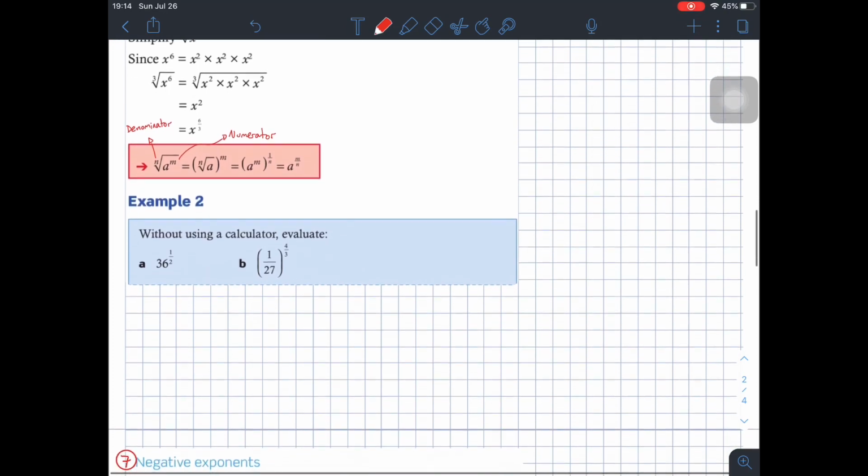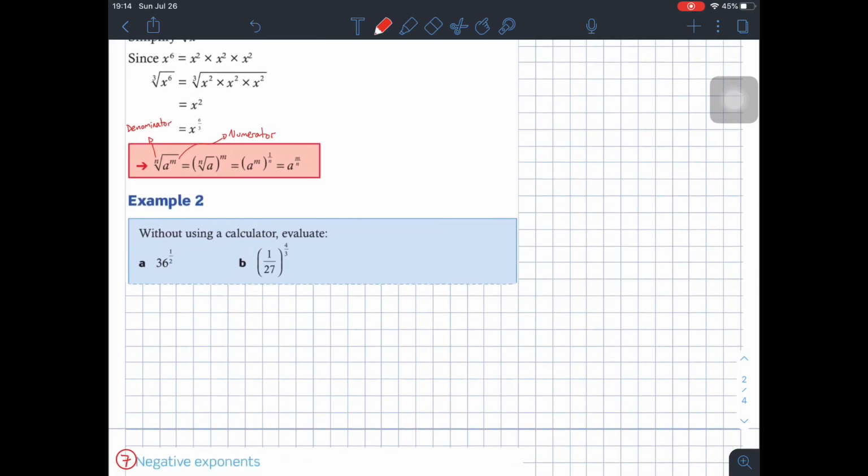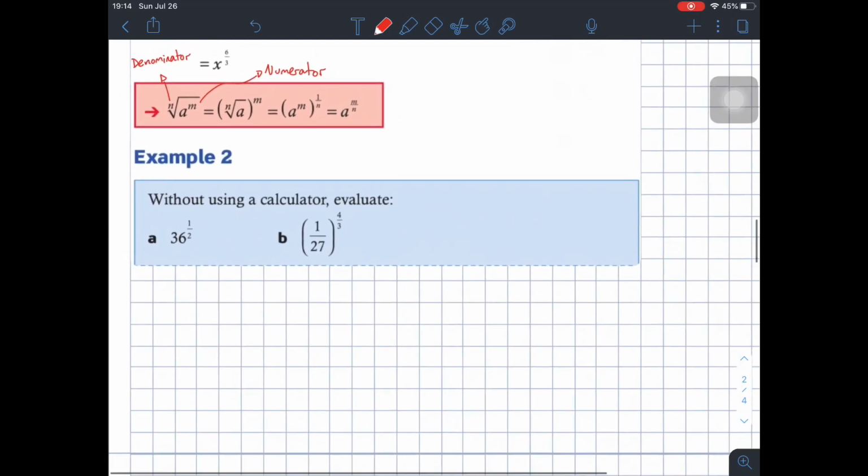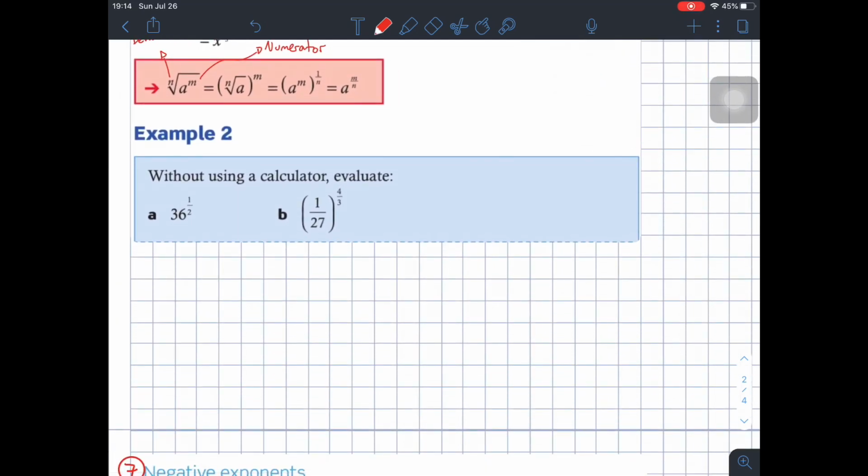It says, without using a calculator, evaluate, and there you have 36 to the power of 1/2 and 1 over 27 to the power of 4/3. Okay, so without using a calculator, how can we evaluate this? First of all, we know that 36 to the power of 1/2, we can rewrite this as the square root of 36, where this is the index of the square root, and this is the exponent inside of the square root, right? And the square root of 36, we know that it's either plus or minus 6. Okay, so that's the result for this first case.